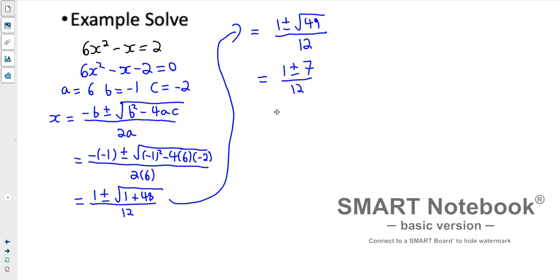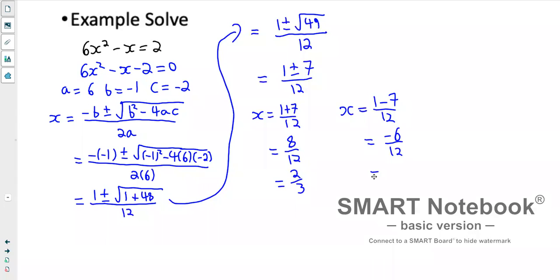We can take the square root of 49, so that gives us 1 plus or minus 7 over 12. So we have two solutions. So we have x is equal to 1 plus 7 divided by 12. And we also have x is equal to 1 minus 7 divided by 12. So 1 plus 7 is 8 divided by 12. We'll reduce that to lower terms. So that's 2/3. The next one, 1 minus 7 is -6 divided by 12. Reduce that to lower terms. And we have -1/2. So our two solutions would be x is 2/3 and -1/2.